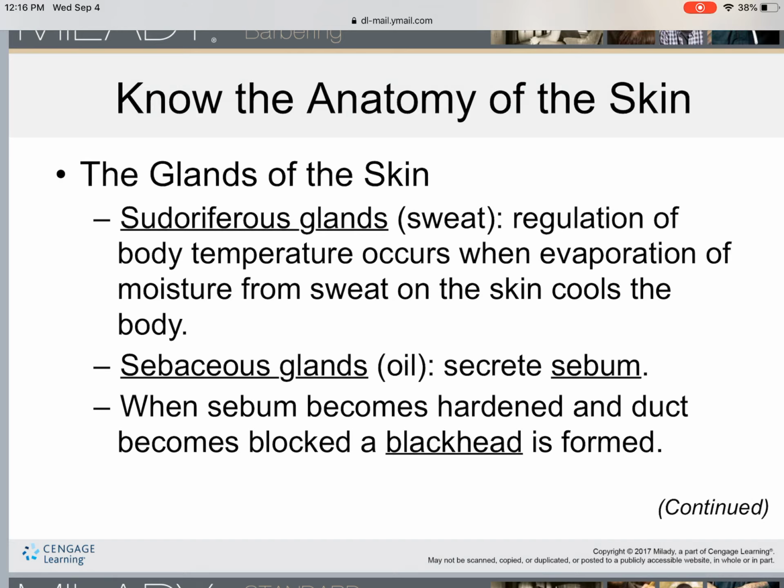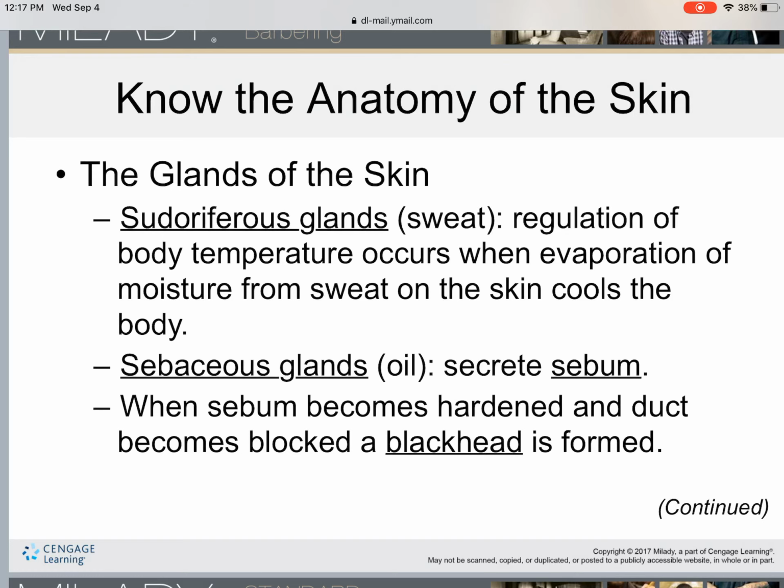let's say this about your sudoriferous glands. The nervous system controls the activity of these sudoriferous glands, which help regulate body temperature and help to eliminate waste products from the body. Heat, exercise, emotion, and certain drugs influence sweat gland activity. So you think about it. Let's say if you just ran 2 miles, you will probably be sweating.